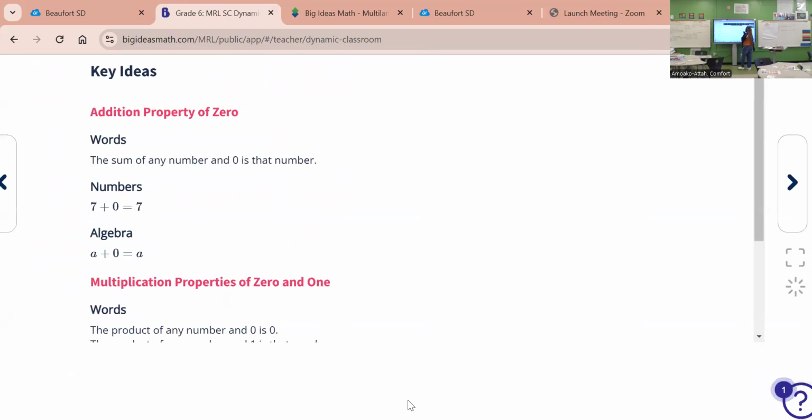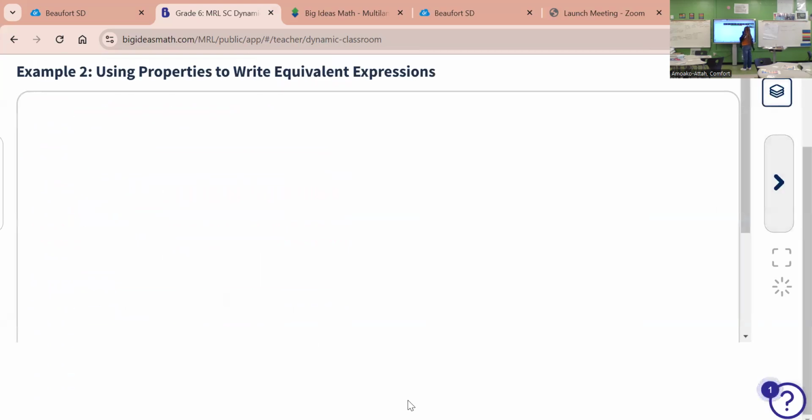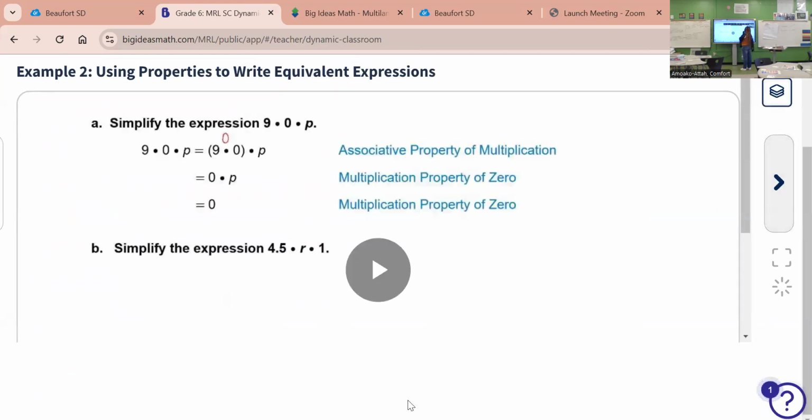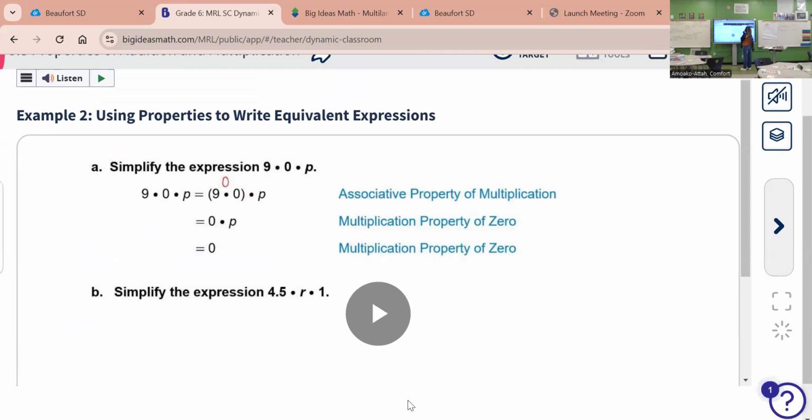So these are all properties that we are going to use in simplifying our expressions. We have the first one, simplify the expression 9 times 0 times p. First we use the associative property of multiplication to group them. So you have 9 times 0, in parentheses, times p. 9 times 0 is 0. Why? We applied the multiplication property of 0 to simplify it. Then 0 times p, we apply the multiplication property of 0 again because it gives us 0.